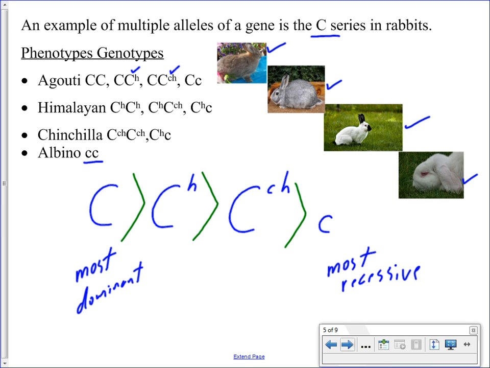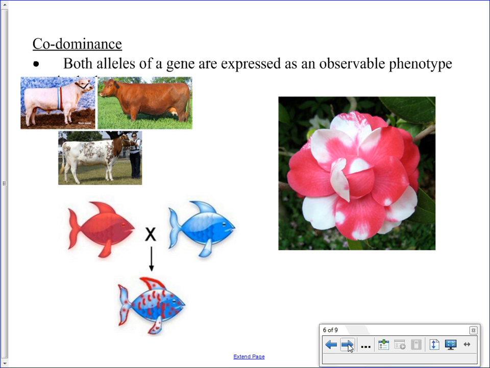From this dominance hierarchy, we can then generate the four different phenotypes of agouti, Himalayan, chinchilla, and the albino. So once again, that is referred to as a dominance hierarchy, and you can only have that if you do have multiple alleles.